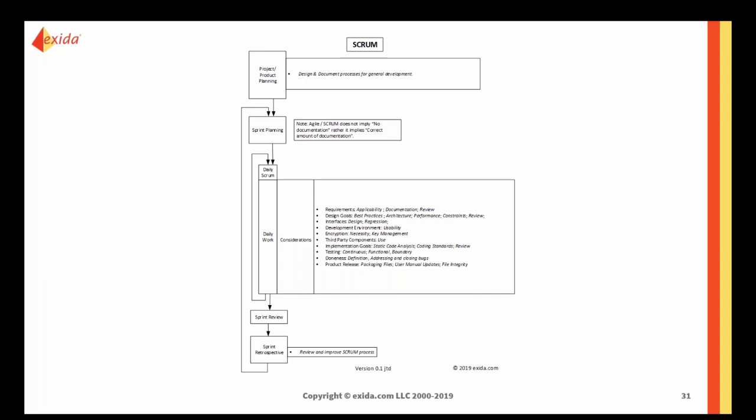If you just look at the overview, on the left we've got the product and planning phase. We've got sprint planning, our daily scrum, daily work that's done, our sprint review, and sprint retrospective, and those are the things that we run through in our Scrum life cycle for the sprint.